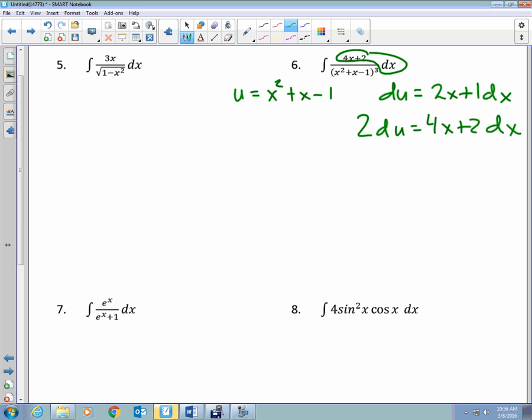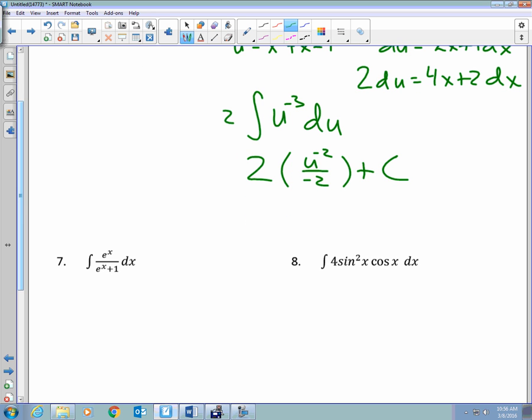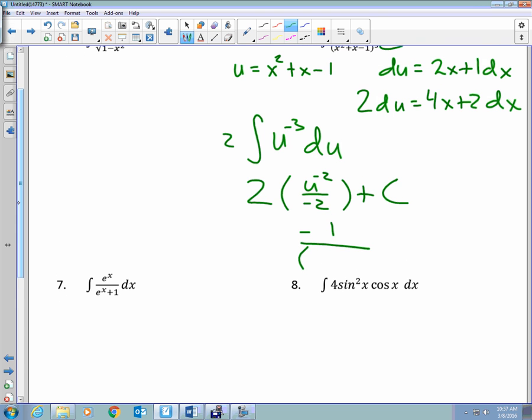That takes care of that top part. And the bottom will be u to the third. So I'll write the integral 2 du times u to the negative 3. What's the antiderivative of u to the negative third? What happens to the 2's? You get negative 1 over u squared, so negative 1 over (x squared plus x minus 1) squared, plus the constant.